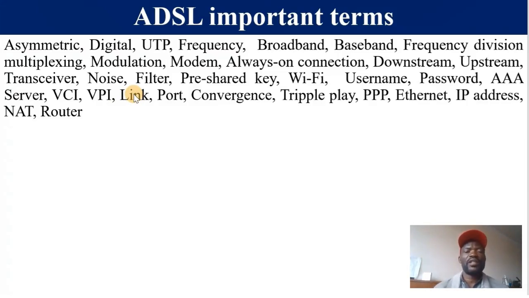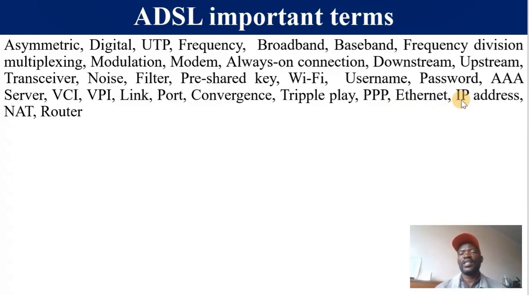When there is a connection from the transmitter to the receiver, a link has been established. Then port, you know this guys. Convergence, meaning voice and video data on one UTP line. Triple play, voice, video, and data. Then point-to-point protocol. It can be triple PoE, and that will be point-to-point protocol over Ethernet.